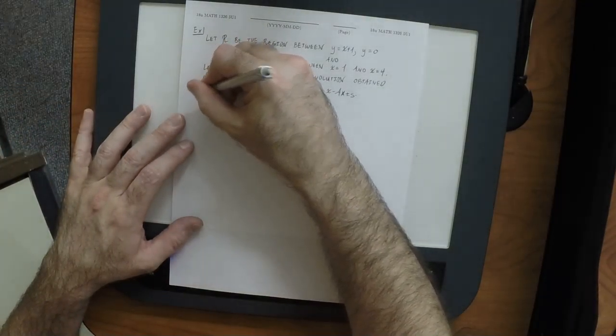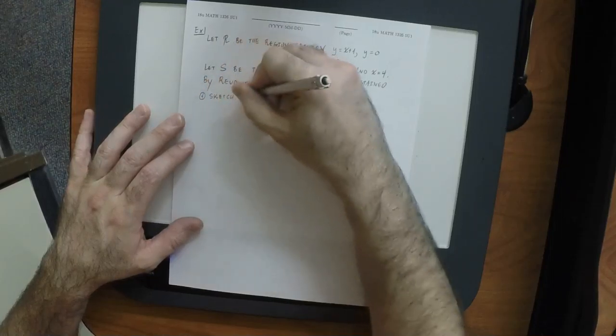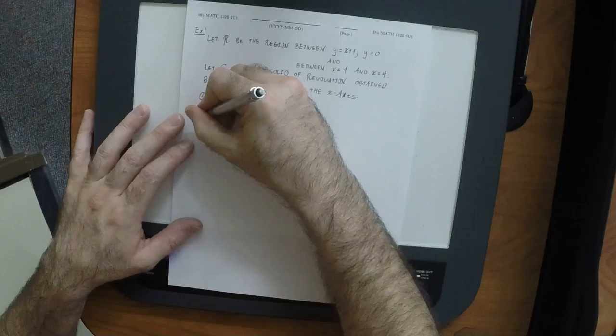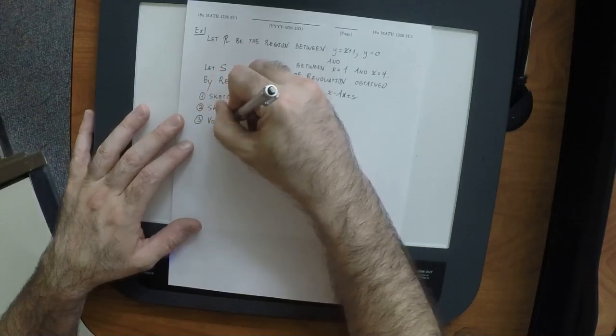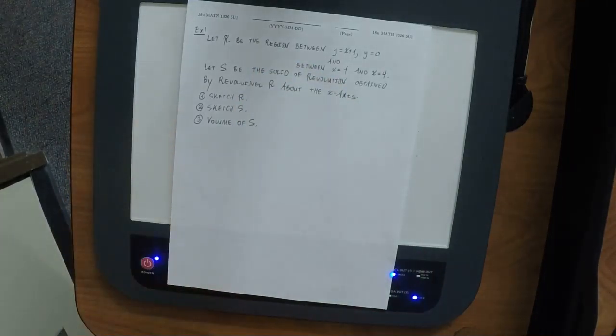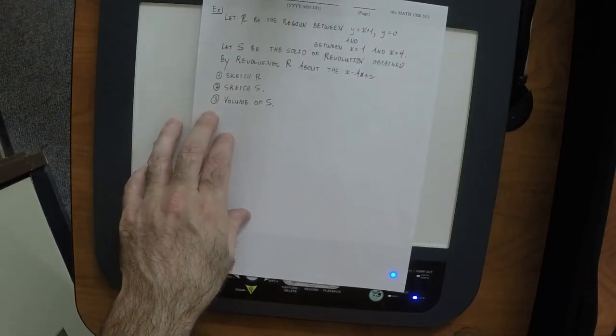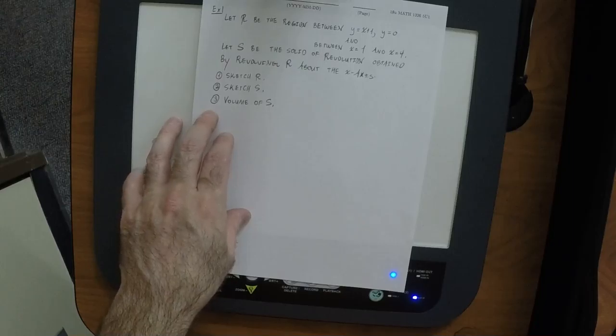The instructions are: one, sketch R; two, sketch S; and three, find the volume of S. Okay, so any question about the statement of the exercise? For those of you keeping track of test-taking strategy, the key word that signals that you're on this kind of exercise and not some other kind of exercise is the word revolution. Good. Any questions before we get going on it?